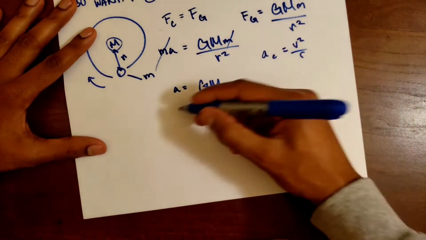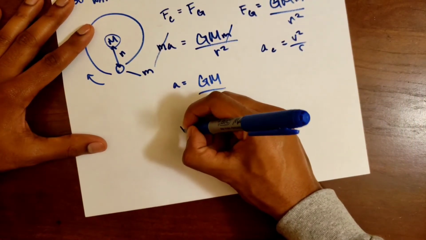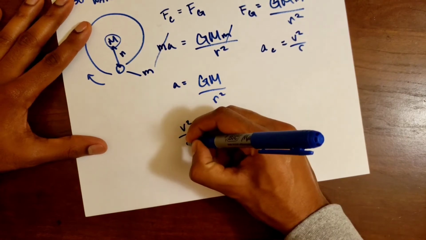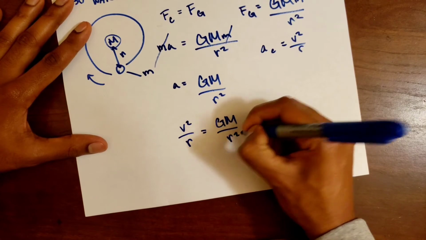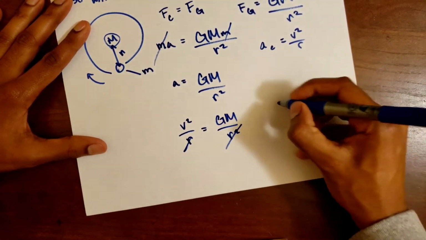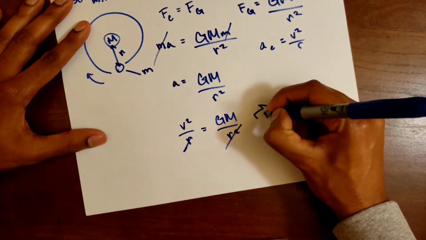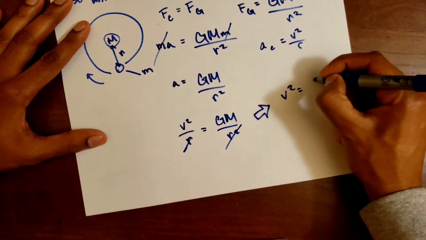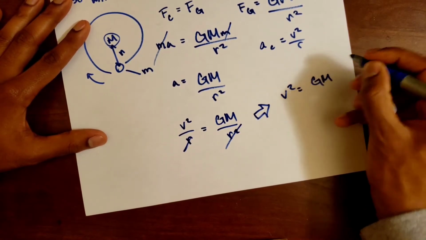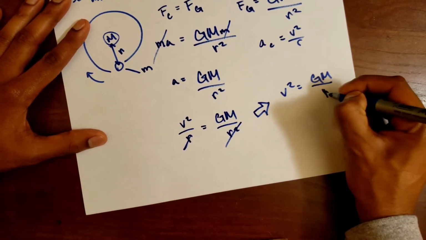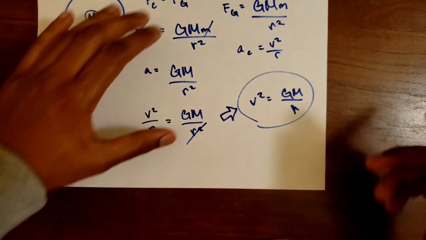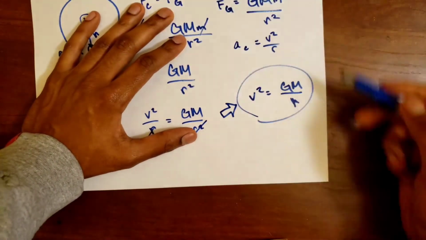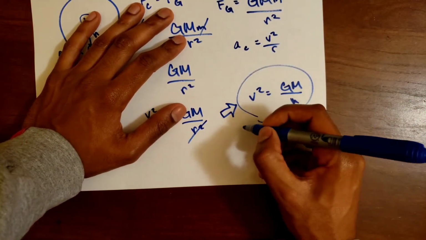So we can stick this in for a, which is good because we don't know what a is. But we do know what v is, so that'll get us a bit closer. We can cancel one of these r's, which gives us v squared equals GM over r. Okay, so going from there, we still don't have period in the equation, which is a problem.